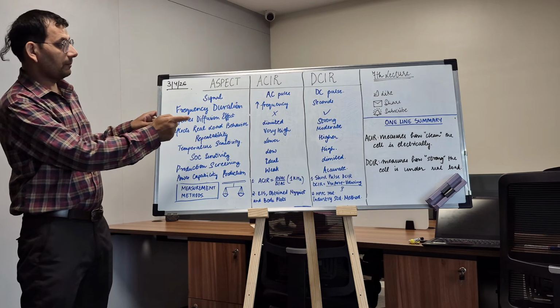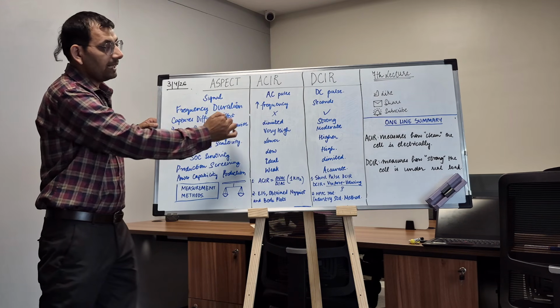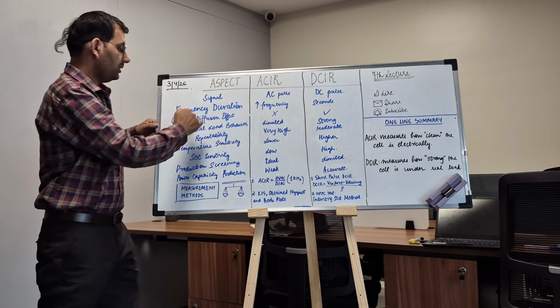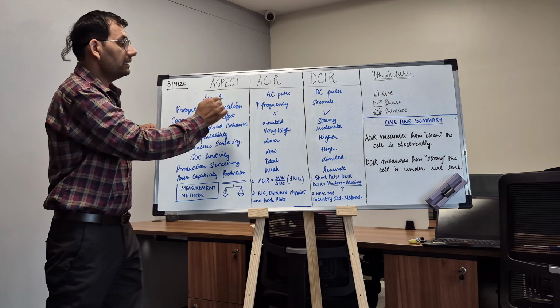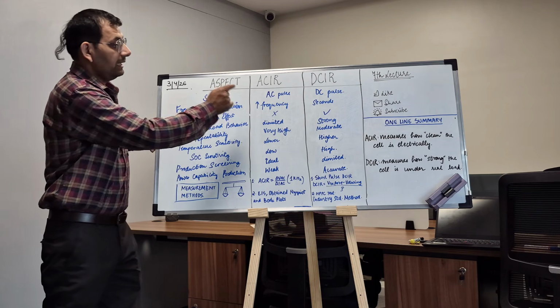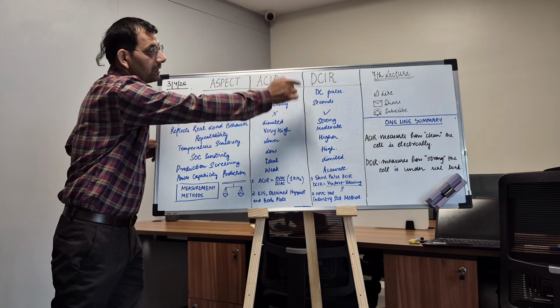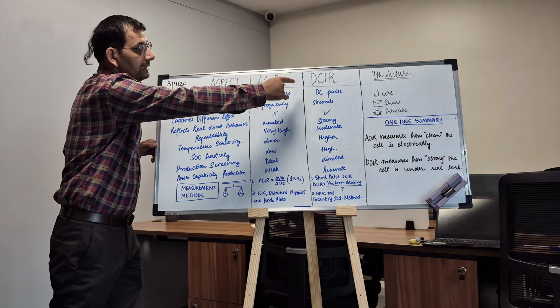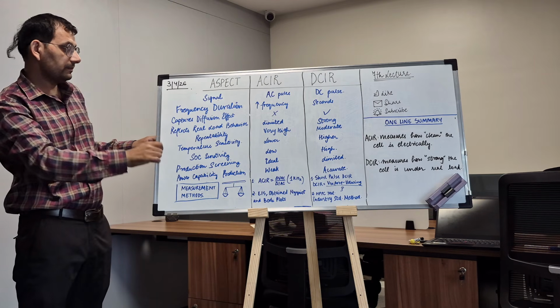Captures diffusion effect: ACIR is not able to capture the diffusion effect inside a cell, but DCIR depends on that diffusion effect and indicates it inside a cell. Reflects real load behavior: ACIR reflects limited real load behavior, but DCIR strongly reflects the real load behavior of a cell.